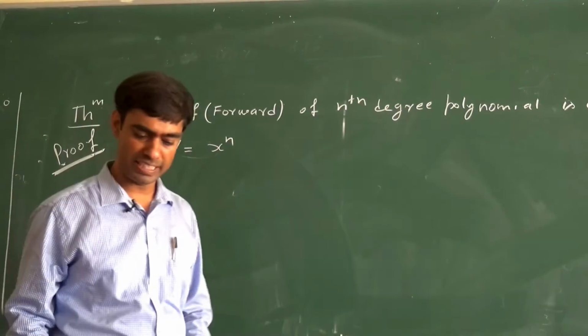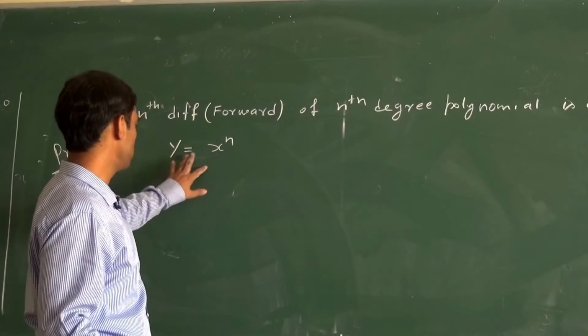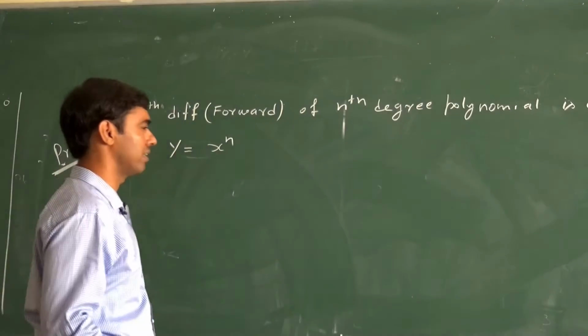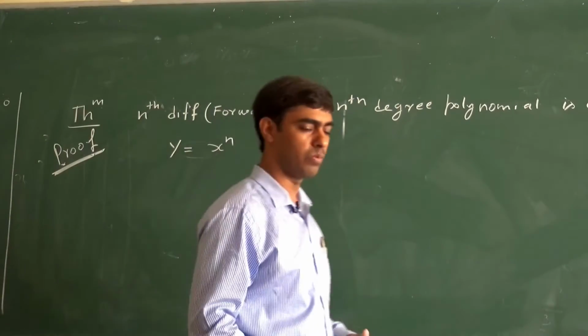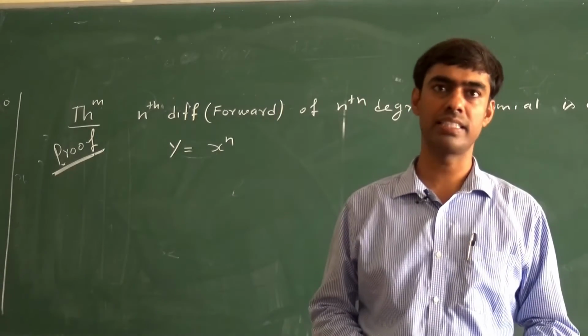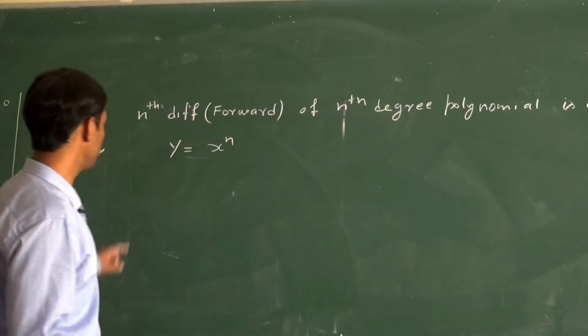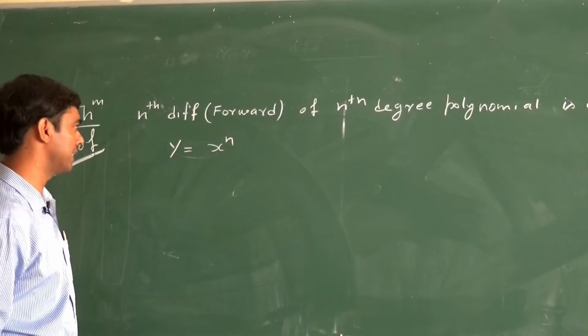For the sake of simplicity, here we only consider a polynomial of degree n, meaning y equals x^n. You may also consider y equals a0 plus a1x plus a2x^2 up to an x^n as the polynomial of degree n. Now suppose y equals x^n is the polynomial of degree n.